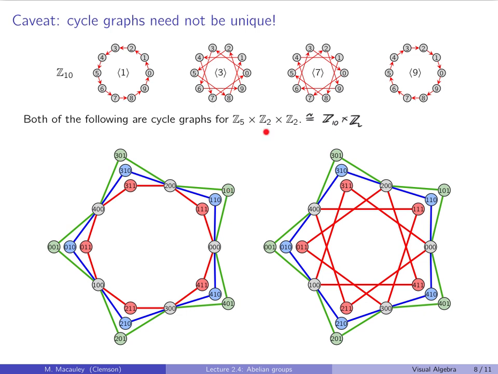Also, because these are isomorphic, there's an isomorphism between Z5 cross Z2 and Z10, even though we haven't formally defined that. That just means there's a natural pairing between elements in here and elements of Z10. So it means you can construct these graphs, and I encourage you to try, with the vertices labeled by ordered pairs, Z10 cross Z2, instead of these triples in Z5 cross Z2 cross Z2. So I think that's a worthwhile exercise.